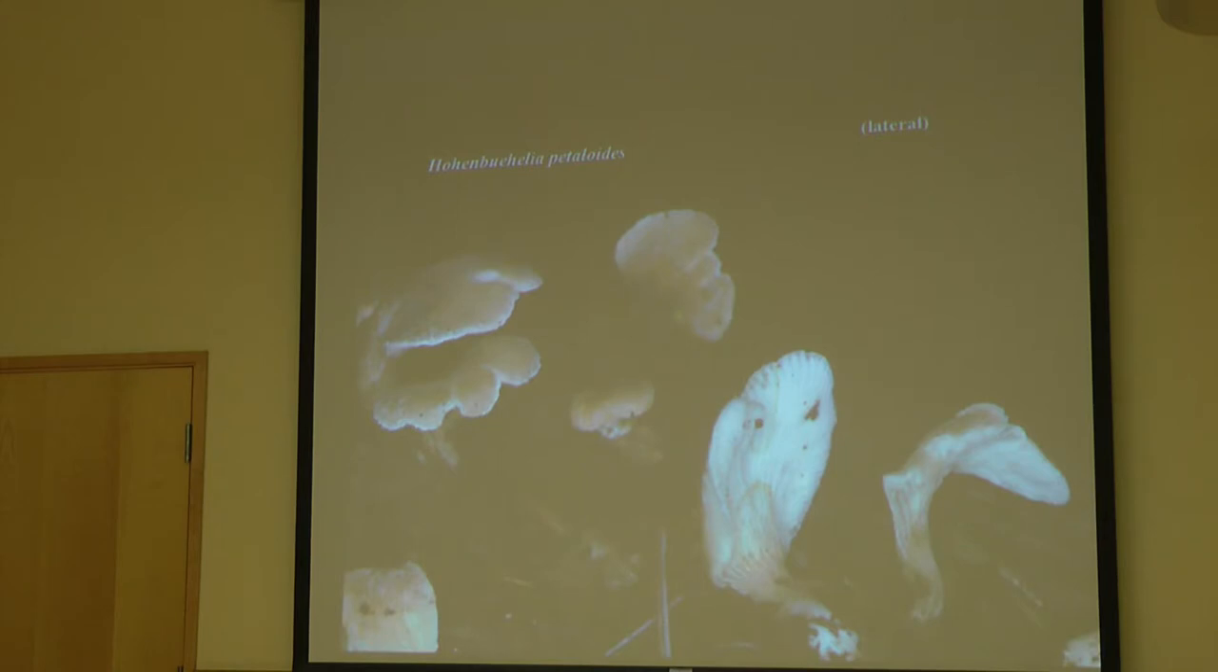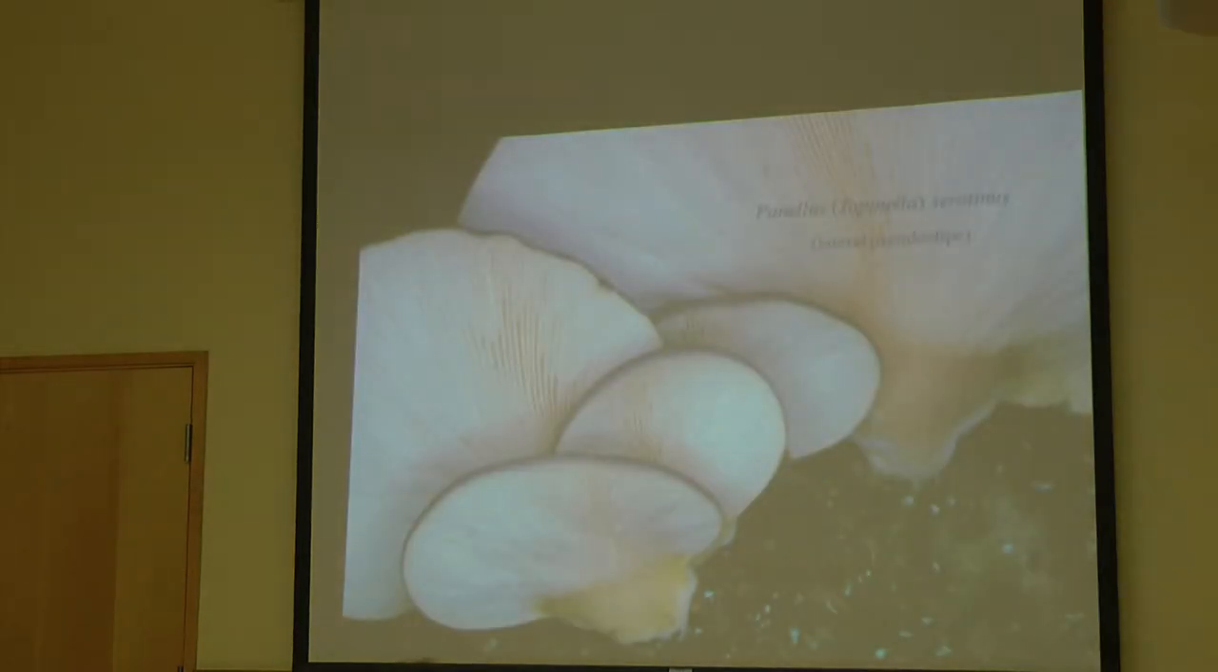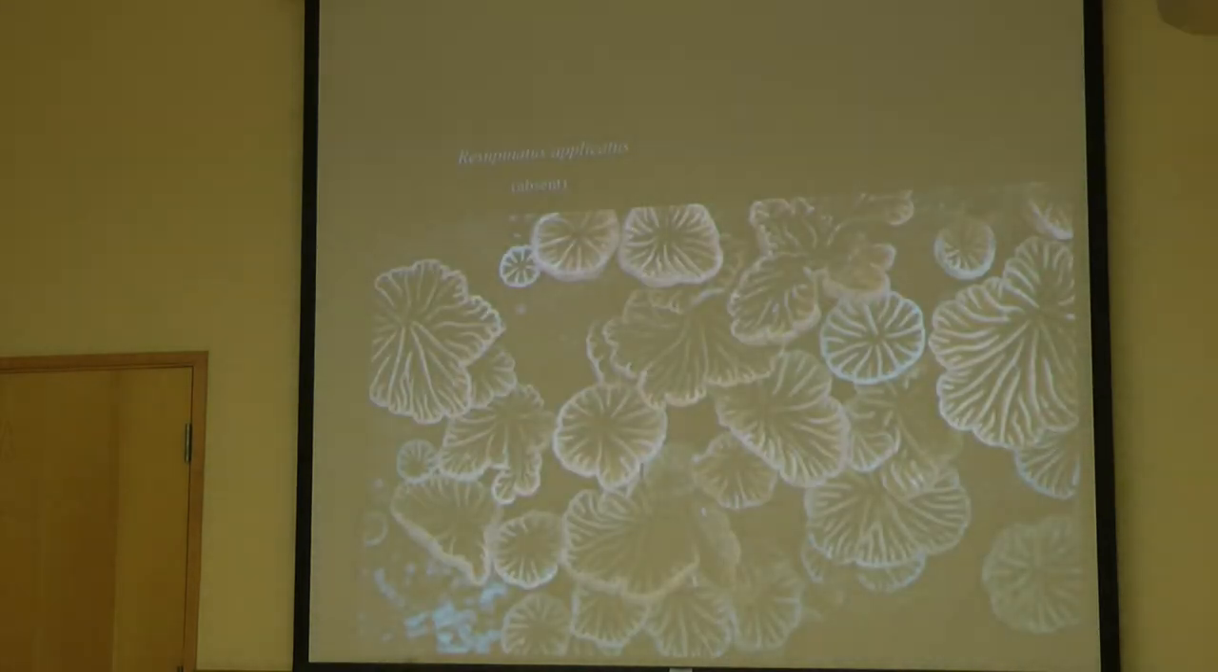Hohenbuehelia petaloides has a lateral stipe. So does the oyster mushroom, Pleurotus, has a lateral stipe. And those mushrooms are usually growing off of wood. Panellus serotinus, I think we have a Panellus over there, has a lateral stipe, and it's a pseudostipe. It's not really, see how short it is? There's not really much to it. And then this one has no stipe. It's just growing right off the wood, has no stipe at all.